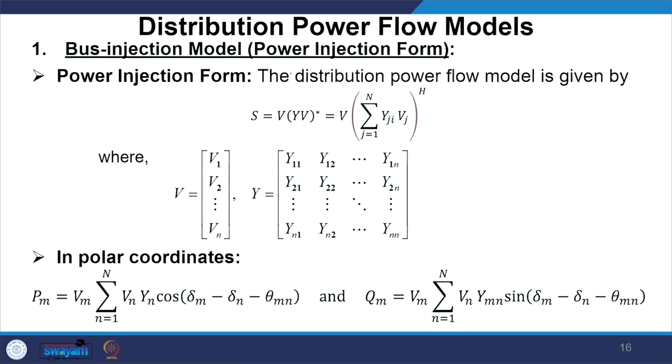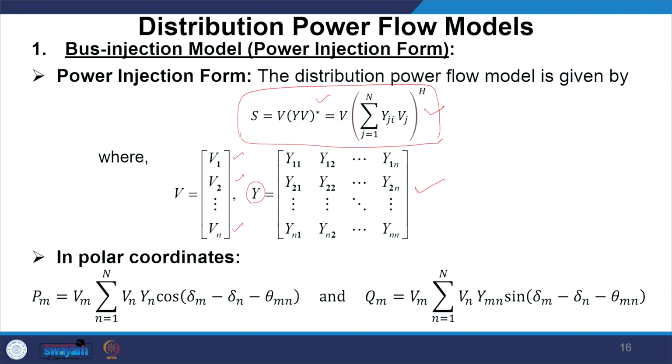Now, let us get into a bit of the power flow equations. So, the bus injection model, which is the power injection form. In the case of the bus injection model, if you write the power injection form, it is very standard, almost similar to your transmission systems, which is S equal to V times (Y V) conjugate, can be given in this equation, where V is nothing but my V1 to nth node, and Y, the admittance matrix, is nothing but of this shape.